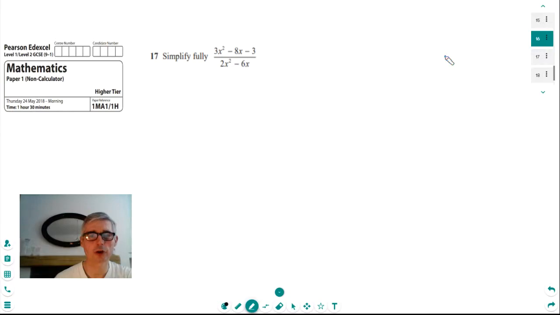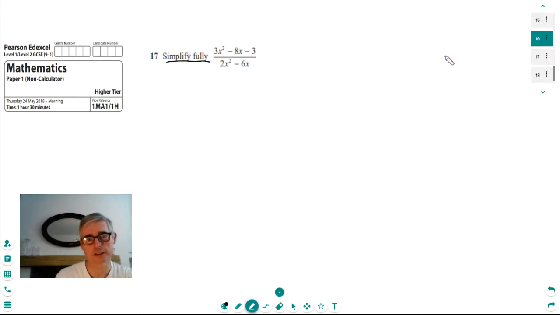I'm continuing to go through the 2018 higher tier paper 1 from Edexcel. And this is question 17. So we're being asked to simplify fully this expression here that we've got.